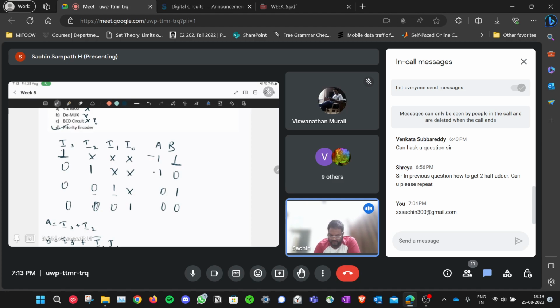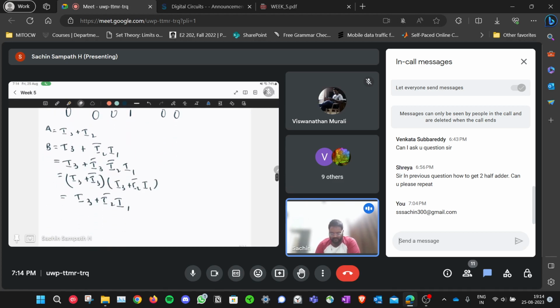Suppose this B was not high for I3. Suppose here also it was 0. Then you would have to specify exactly for this. You would have to write I3 bar, I2, I1. But B is high when I3 is high anyway. So it's okay even if you omit this I3 bar here. Or if it's difficult to understand it physically, you can simply do the Boolean algebra and it will get reduced to I3 plus I2 bar I1.